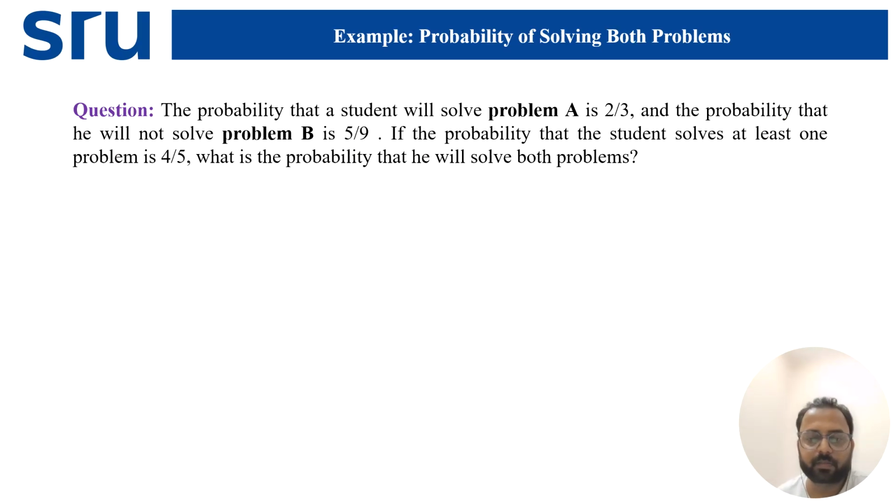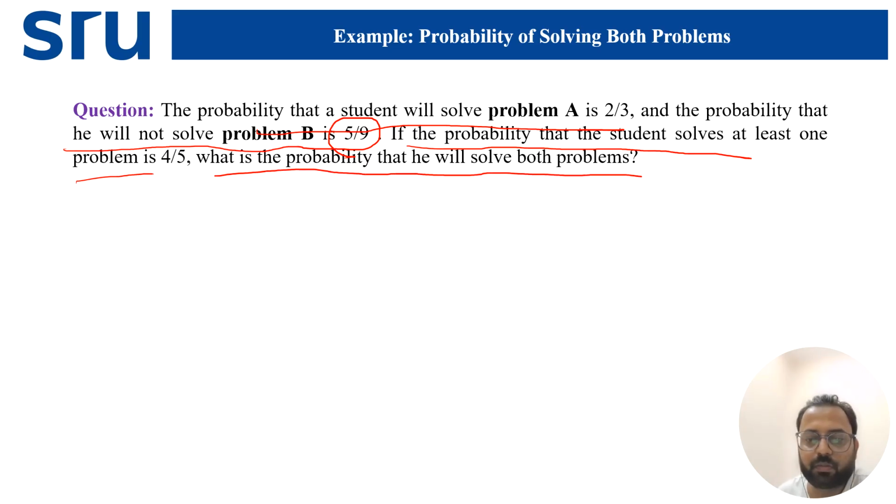Now come to the next problem. This is a problem based on problem solving. There are two problems. The probability that a student will solve problem A is 2 by 3, and the probability that he will not solve problem B is 5 by 9. If the probability that the student solves at least one problem is 4 by 5, what is the probability that he will solve both problems?